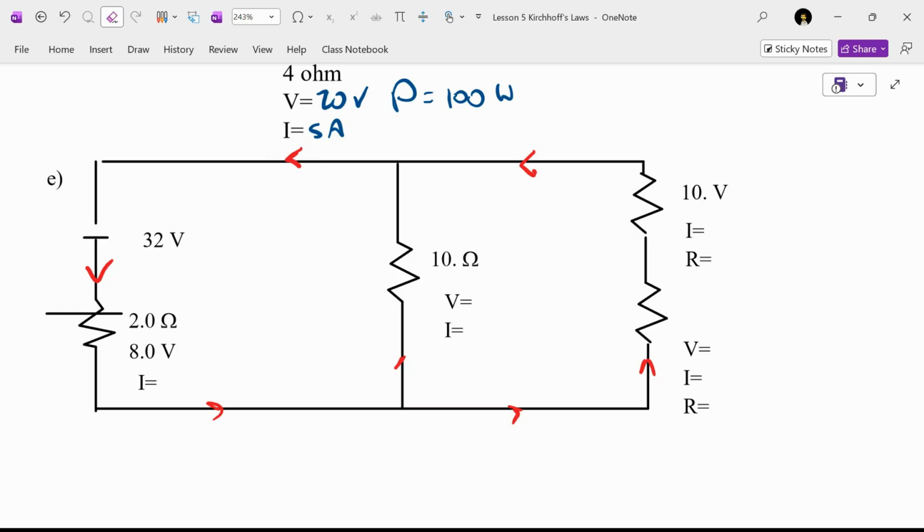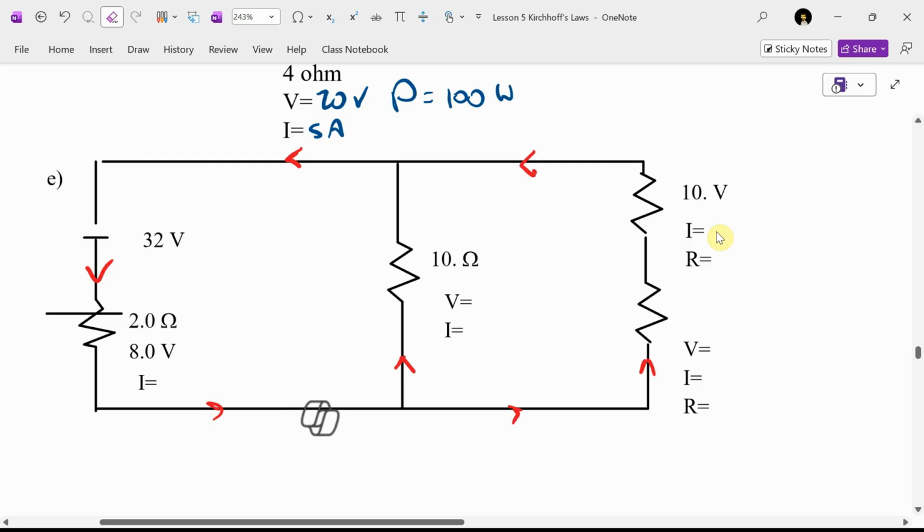Xana, you ready? So, first thing I would ask is, can I figure out total current? Do I know how many amps right here? Say no. Do I know how many amps right here? Say no. Do I know how many amps here? Okay, I always try that first.